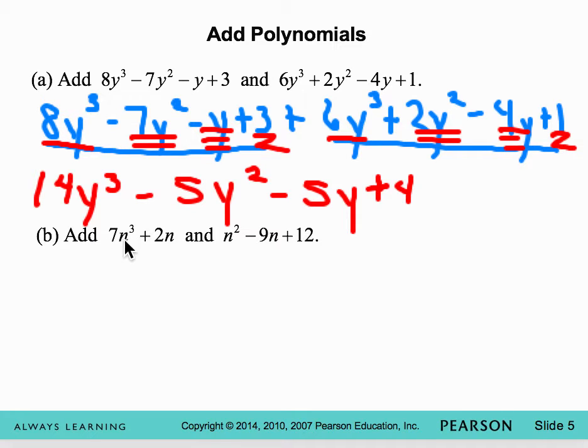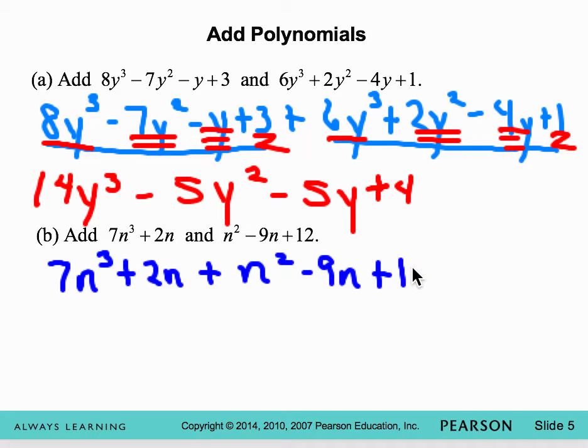Okay, same thing down here. It's giving me a binomial and a trinomial to add, right? So it means, oh, that's just 7n cubed plus 2n, that binomial, and I'm going to add this trinomial to it. Okay, so I'm looking for another n cubed. There's not one, so that just stays 7n cubed.